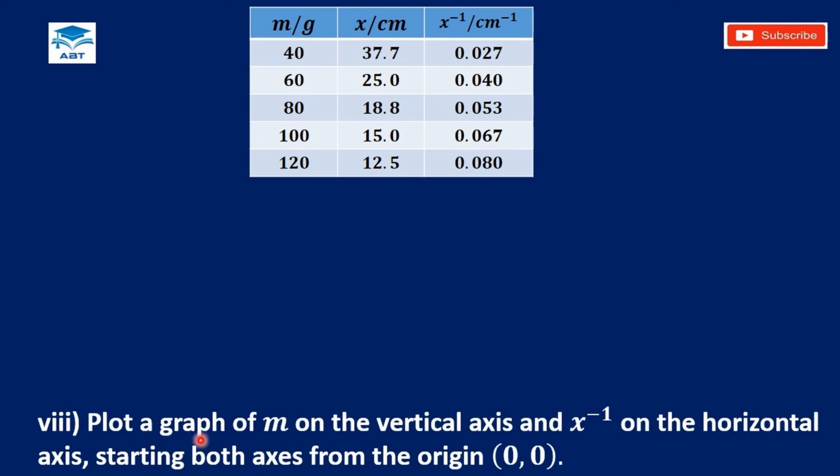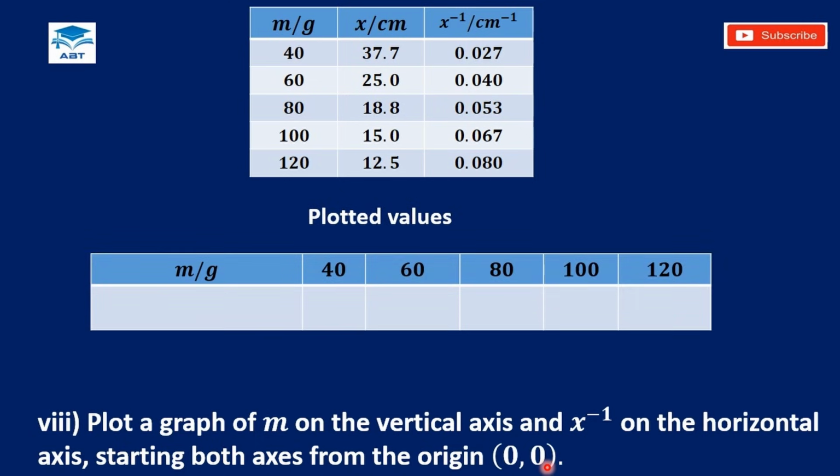We are going to plot a graph of m on the vertical axis and x inverse on the horizontal axis, starting both axes from the origin 0, 0. So we need the values of m, that is 40, 60, 80, 100, and 120 grams. And we also need the values of x inverse. By looking at the values of x inverse, it will be difficult to plot the decimals. So we will convert them to standard form.